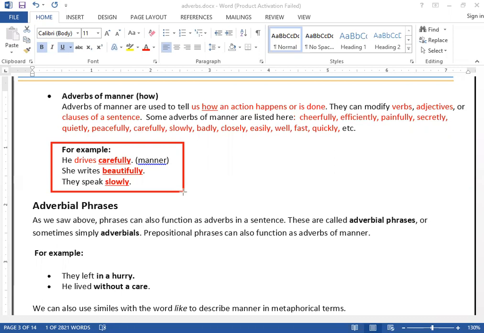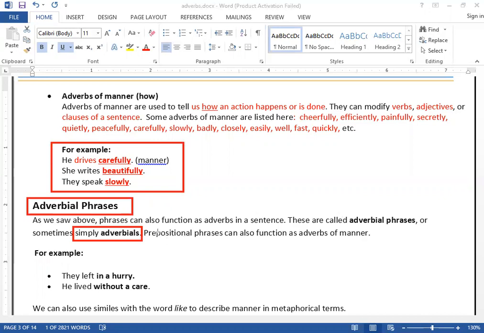Adverbial phrases are not themselves adverbs, but they function as an adverb in a sentence. Let's talk about adverbial phrases. What are adverbial phrases? As we saw above, phrases can also function as an adverb in a sentence. They are called adverbial phrases, or you can simply call them adverbials. Yesterday we studied about it.